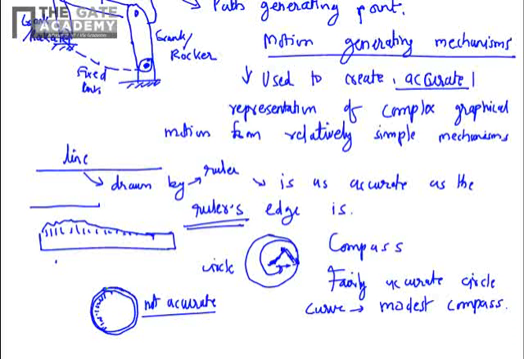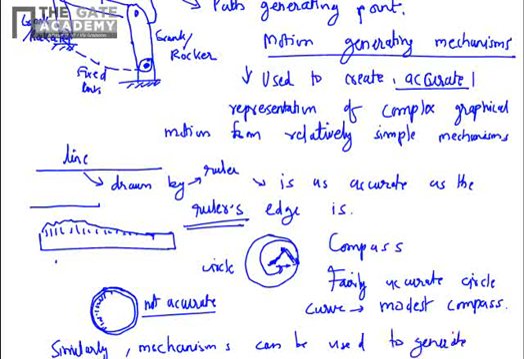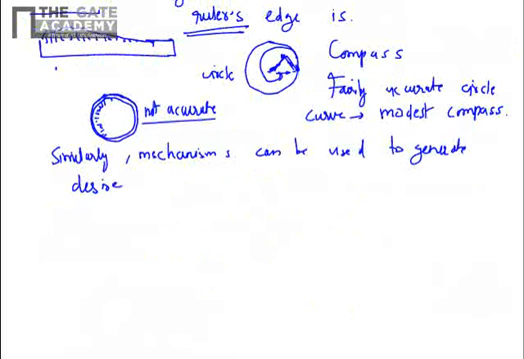You are trying to draw a circle by tracing a line along the periphery of a coin. So instead of that, you use a compass and you get fairly accurate. Similarly, mechanisms can be used to generate a desired path accurately. So these are called motion generation mechanisms.